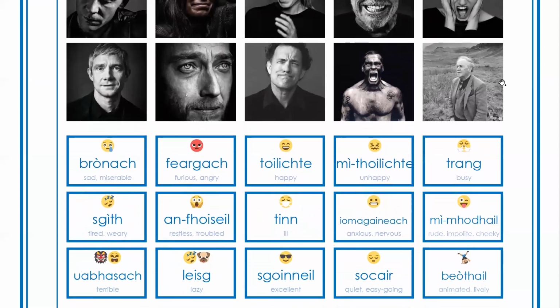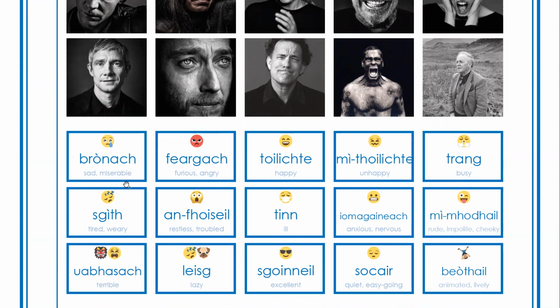And below, you'll see some descriptive vocabulary here. So people might not always be guma or donna. They might be any number of other adjectives. So first of all, to go through this list here, we have bránach, sad or miserable. Bránach. Ferigach, furious or angry. Ferigach. And again, this vowel sound that you hear between the R and the G. Ferigach. Furious, angry. Ferigach.